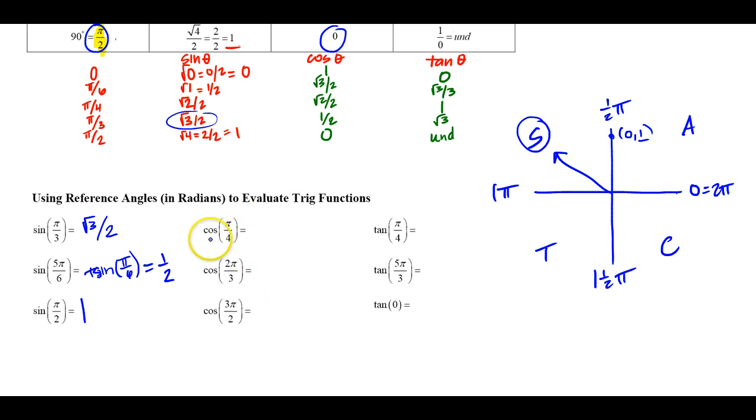Now let's do some cosine functions. So cosine of pi over 4, just looking at the chart, cosine pi over 4 is radical 2 over 2.